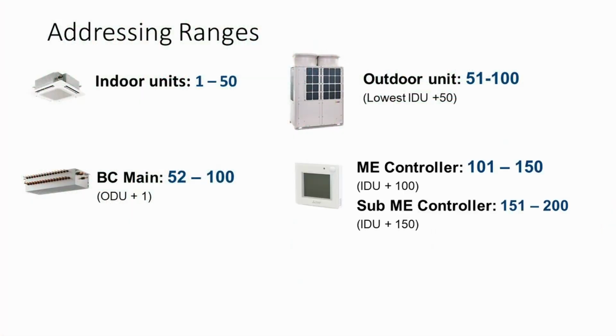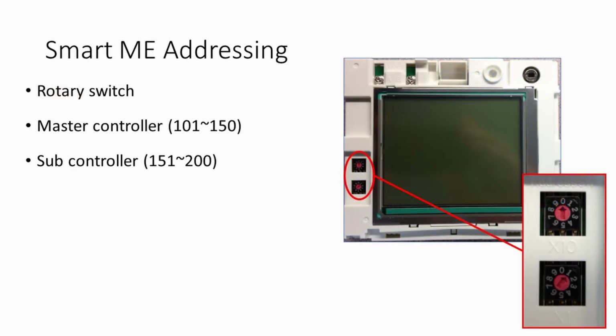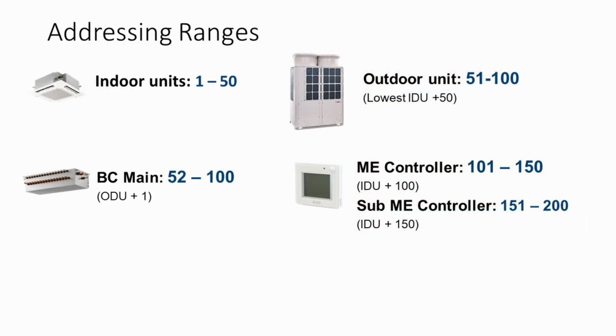The ME controllers have 2 rotary switches to set. They are marked the 10's and the 1's position. The number 100 is pre-programmed in the logic of the controller. The ME controller will be addressed the same as the indoor unit you're wanting to control. Address ranges for the ME controller are 101 through 150.